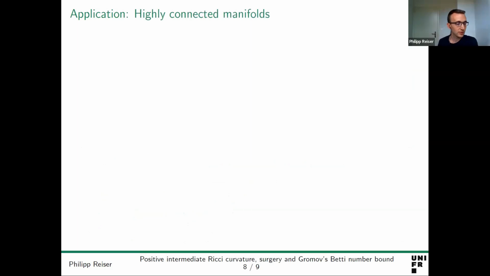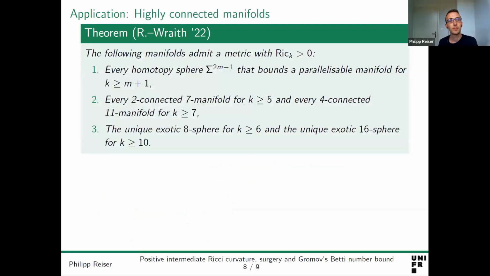Another application we can consider are highly connected manifolds. So we have the following manifolds with a metric of positive Ricci k. First, every homotopy sphere that bounds a parallelizable manifold, for k again slightly above the middle dimension. This subclass of homotopy spheres is a well-studied subclass, and one can show they only exist in odd dimensions. In particular, in dimension 7 and in dimension 11, all homotopy spheres are of this form. So this applies in these dimensions to all homotopy spheres.